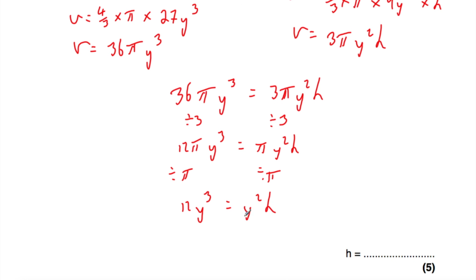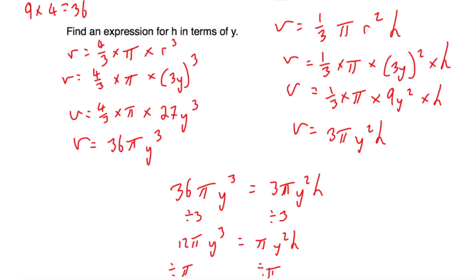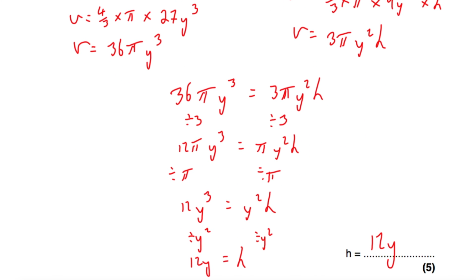Now we want to make h the subject, so we want to get rid of this y squared. Now y can't be equal to 0, so we can divide both sides by y squared. Dividing the left hand side by y squared will just leave us with 12y. On the right hand side, y squared divided by y squared will be 1, and so we're just left with h. So h is equal to 12y, and that's it. We've found an expression for h in terms of y. It's 12y.